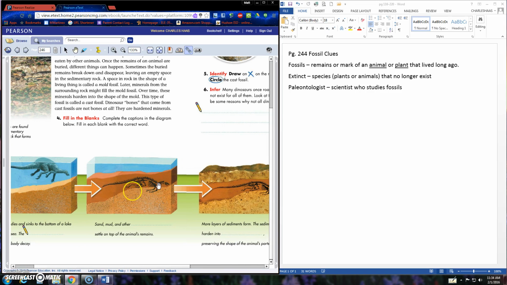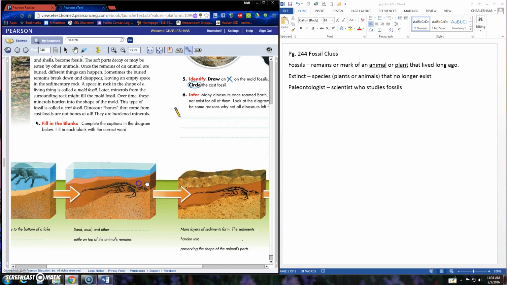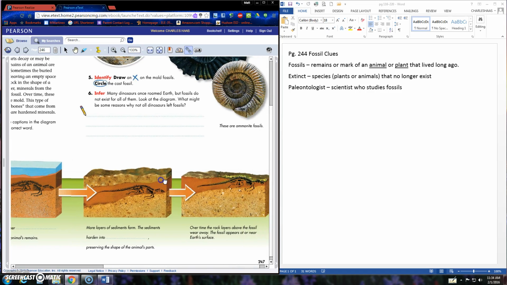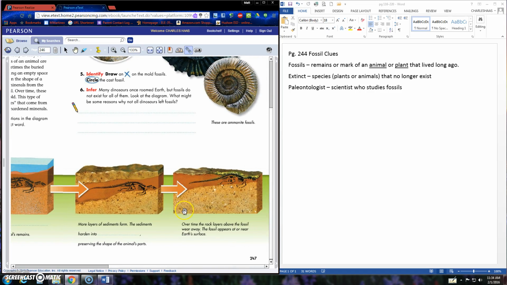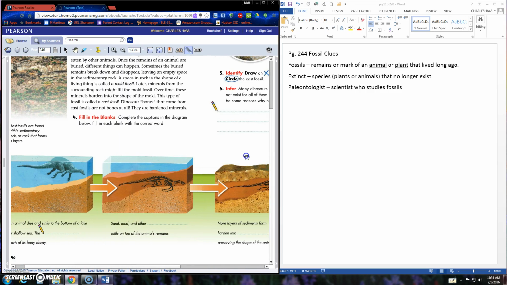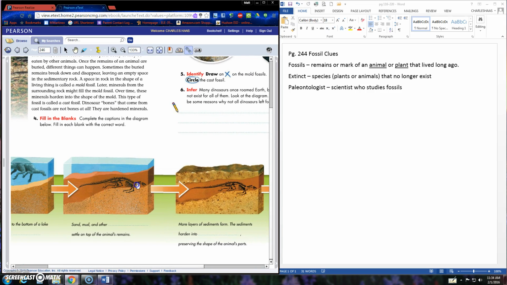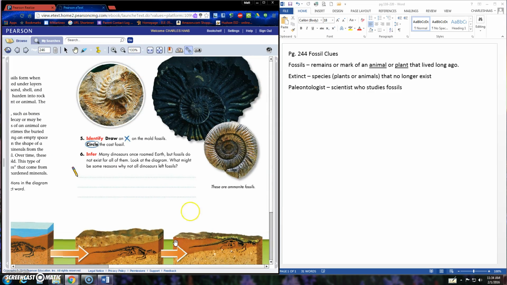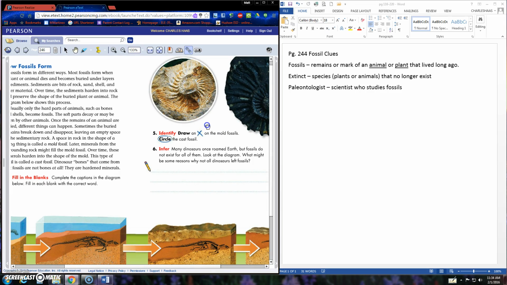Sand, mud, or other sediments settle upon the animal's remains, so then he gets covered over with sediment. More layers of sediment form. This is going to give more compaction, pressure. Over time, the rock layer above the fossil wears away, and the fossil appears on or near the surface. And today we can find the fossil right there. Of course, this takes lots and lots of time, and you do need an animal or a plant to die first, and you're going to need pressure and time and maybe some heat too. Here's some other examples of fossils.